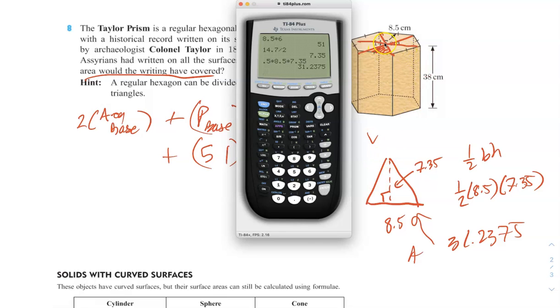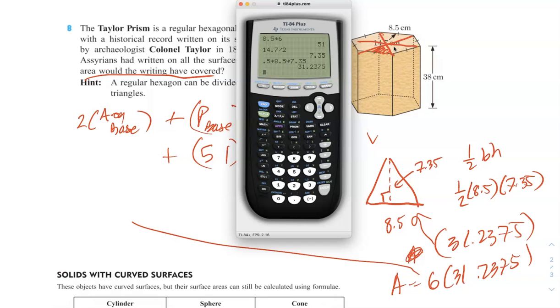But it's a regular hexagon, we have 6 of them, so we're going to multiply this by 6 to get the whole base. And after we multiply by 6, we've got to multiply by 2 because we have to get both of them, top and bottom. So I get my base, times this by 6, 187.425. Now remember, I am not doing 3 sig figs until I get an answer at the very end.